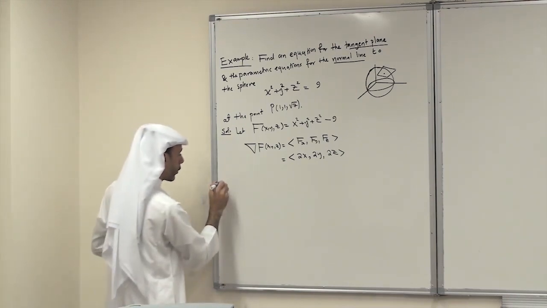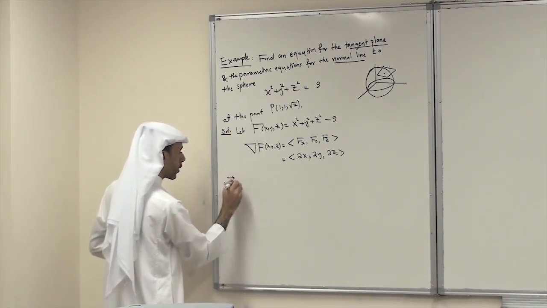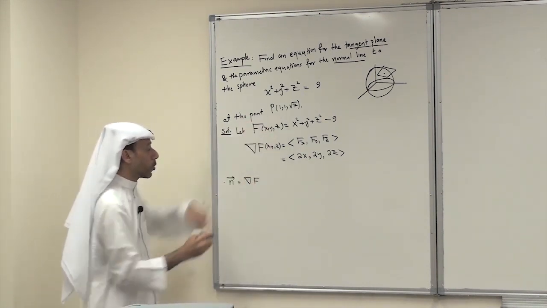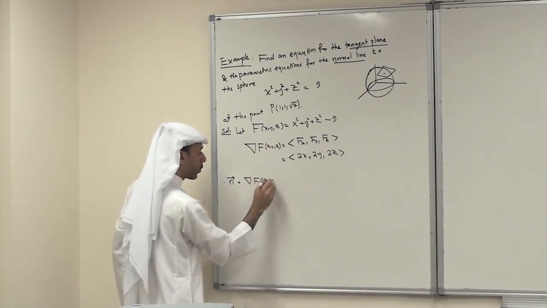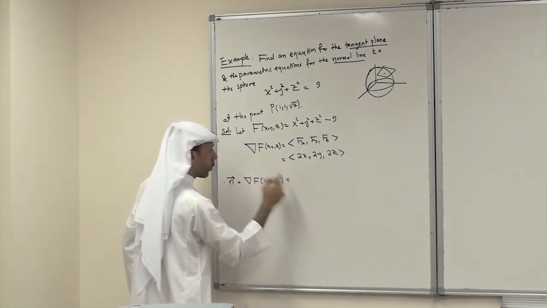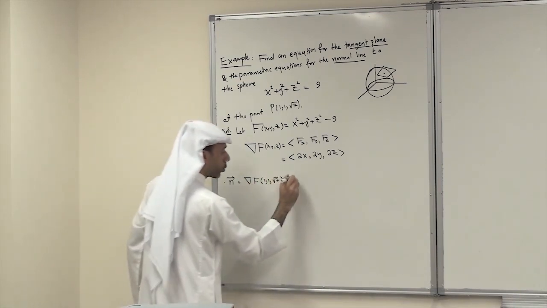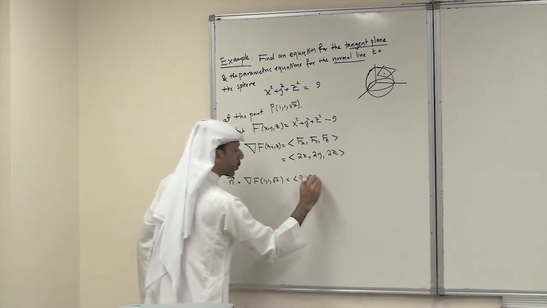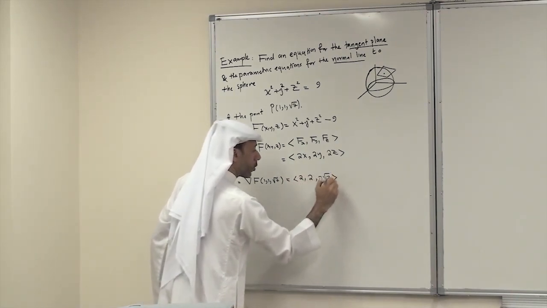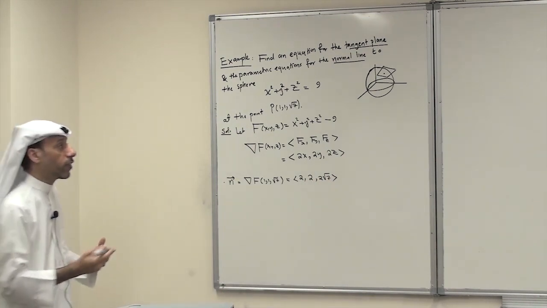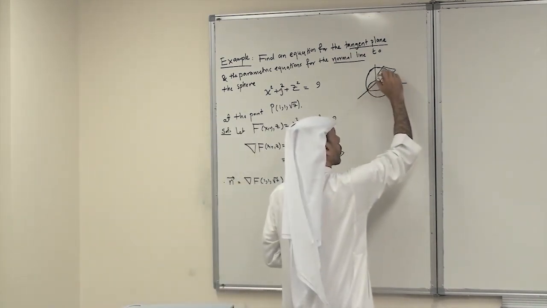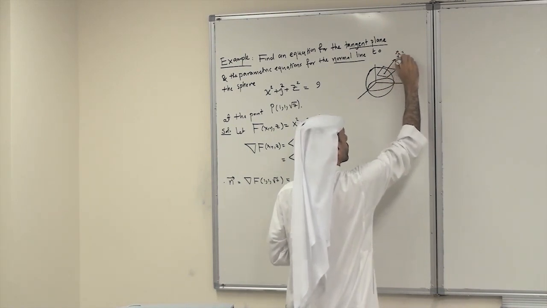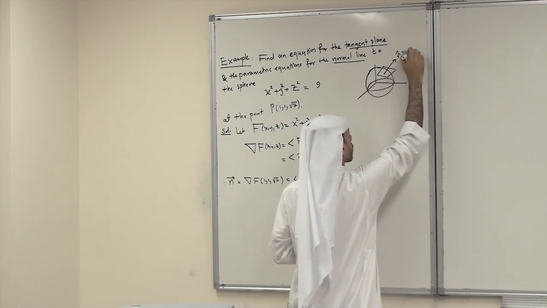Now the normal vector to the plane, n, is just the gradient of F at the given point (1, 1, root 7). When we substitute, we get 2 times 1, which is 2, 2 times 1, again 2, and 2 root 7. So this is the normal vector to the tangent plane. This is n, and it is just the gradient of F at the point P.